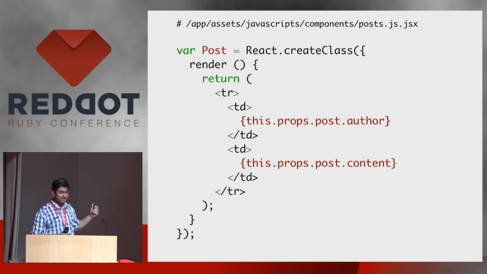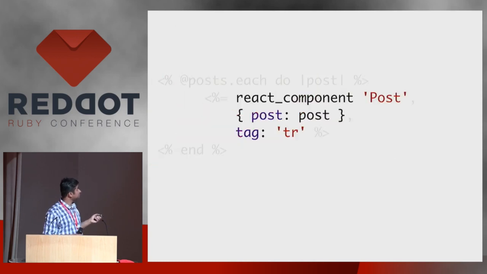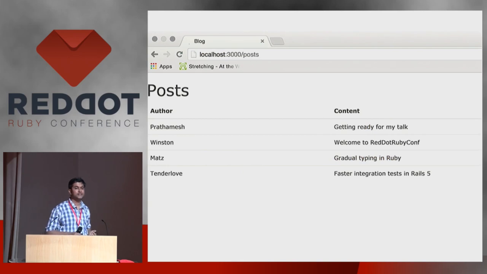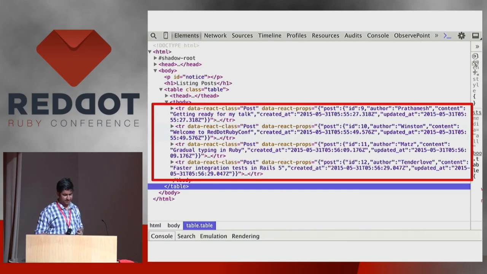Now, the next step is we actually write the component in JSX. So we write post.js.jsx, and it gets this.props.post, we get the data because we passed it earlier. We passed it as post. And then we render it normally, like this.props.post.author and content. And we get the same output that we had earlier, but this time using React. And this is how it actually looks if you check it in the console, that data-react-class and data-react-props are there.